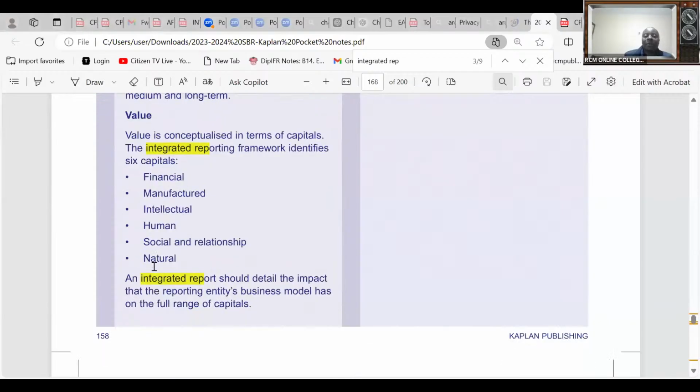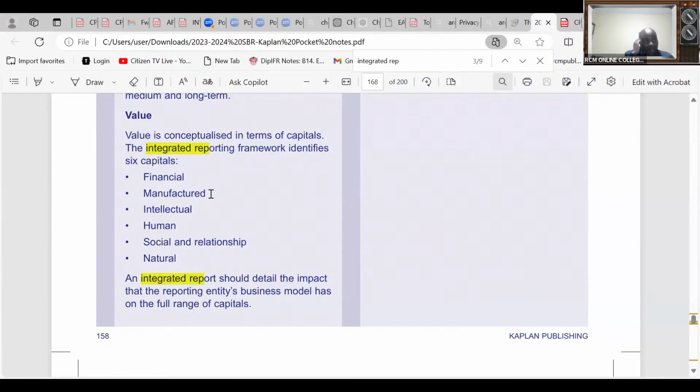So an integrated report should detail the impact that the reporting entity's business model has on the full range of capitals. So you must come and tell us, this RCM college, in terms of this capital here, what impact? How are we using our financial resources? Are we safe? We must be able to detail how our capital structure looks like, right?